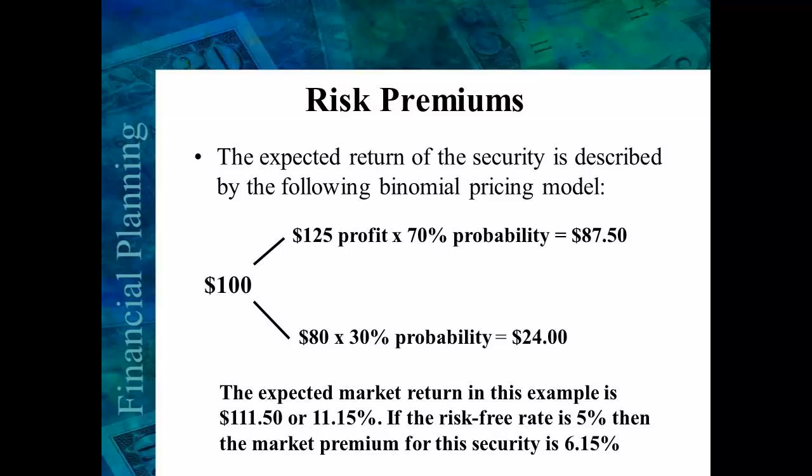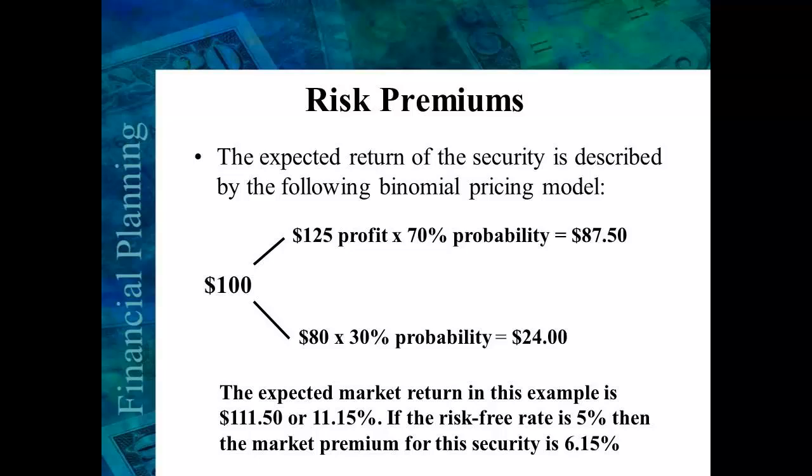In this example, the expected return of the market is described by a simple binomial model. 70% of the time, you would expect a return of $125 on a $100 investment. In other words, you expect that you will earn 25% on the investment 70% of the time. 30% of the time, you expect to experience a loss. In this example, you expect to lose $20 on the $100 investment, or a minus 20% return. The expected return of these two outcomes is 11.15%.